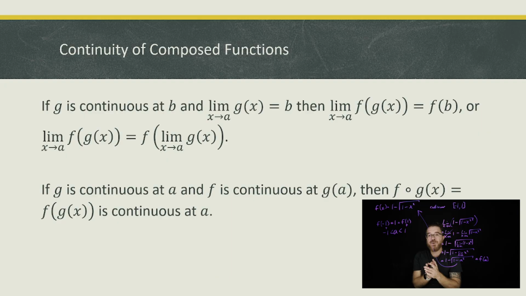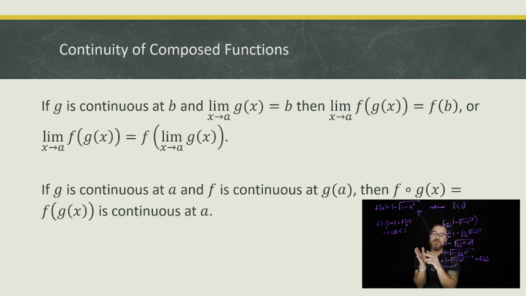If g is continuous at some point b, and the limit as x approaches a for g of x is equal to b, then this means that the limit as x approaches a for f of g of x is going to be equal to the function f of b. So what does this mean? It just means that if we have that our limit as x approaches a on g of x is equal to b, we could then substitute that in for g of x as x approaches a, which means that we'll have the function f of what that is equal to now is b, so f of b.